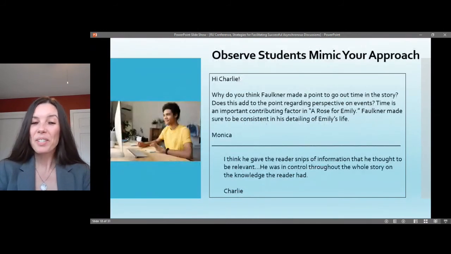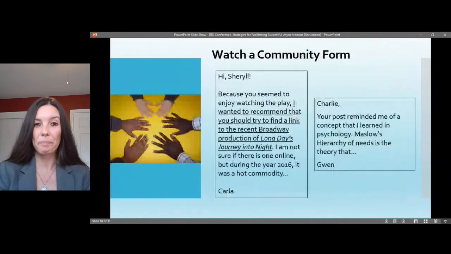Okay, so the results of teacher modeling are gratifying. Notice in this example that Monica has learned that a useful interaction with a classmate is to ask questions to stimulate further thought. She asks Charlie, "Why do you think Faulkner has made a point to go out of time in the story?" And she asks whether he thinks this adds to the point regarding perspective in the literary style of this time period. Although Charlie had already responded to 2 other classmates and therefore met the requirements of the rubric, he took time to reply to Monica's post. And that's really exciting to see.